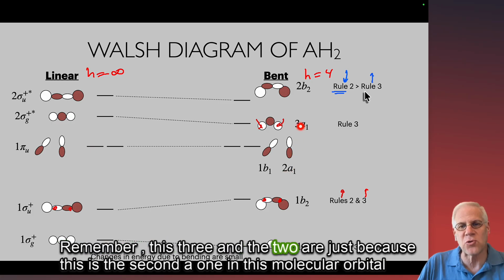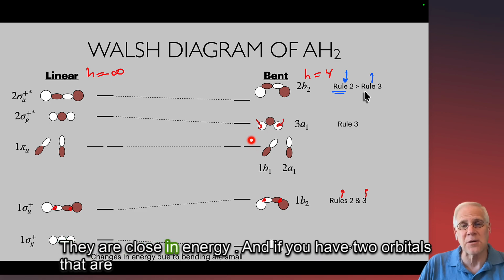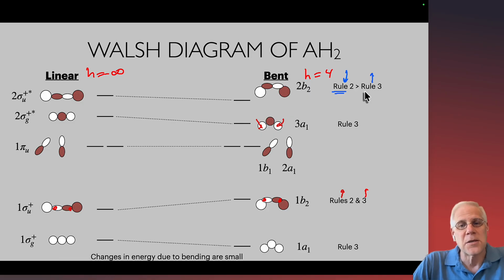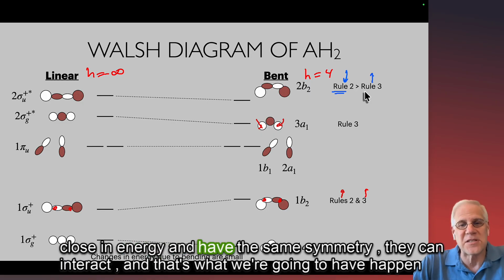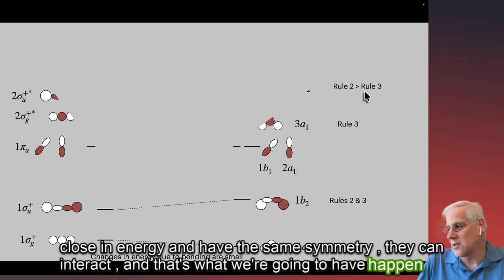Remember, this 3 and the 2 are just because this is the second A1 in this molecular orbital diagram, and this is the third A1. They both have A1 symmetry, and they are fairly similar in energy. They are close in energy. And if you have two orbitals that are close in energy and have the same symmetry, they can interact. And that's what we're going to have happen here.